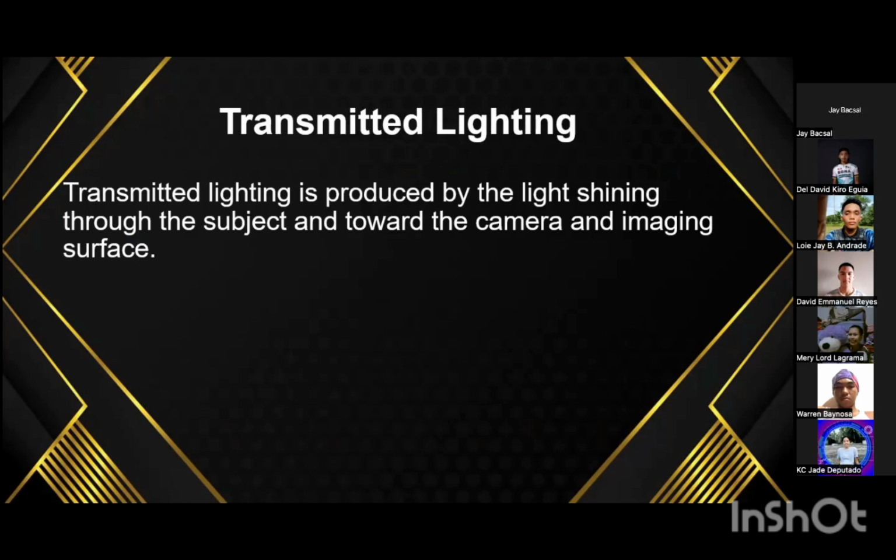Transmitted lighting. Transmitted lighting is produced by the light shining through the subject and toward the camera and image surface. An example is a glass of water, or even an empty glass. When the light shines toward the object and the object does not block the light, it transmits, or passes through, the glass, making it invisible to the other side.